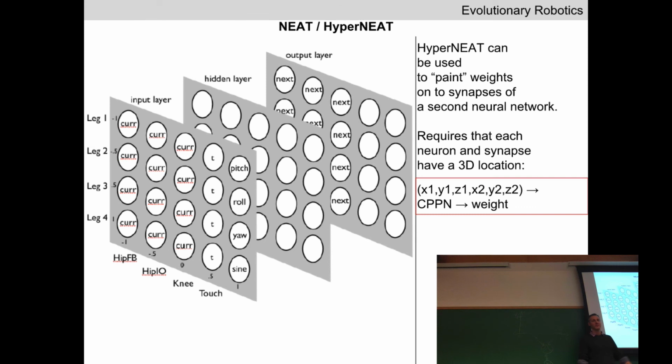What is this neuron? What kind of neuron is this? It's a CPG, right?